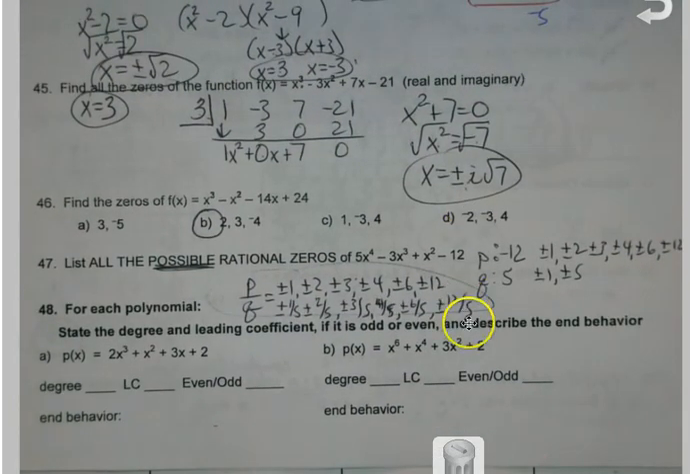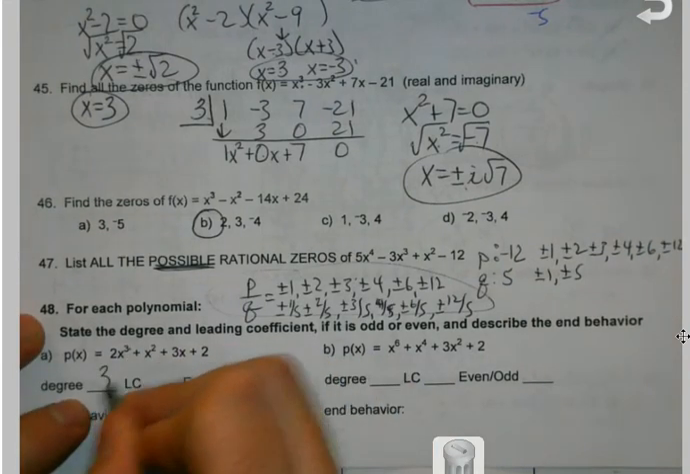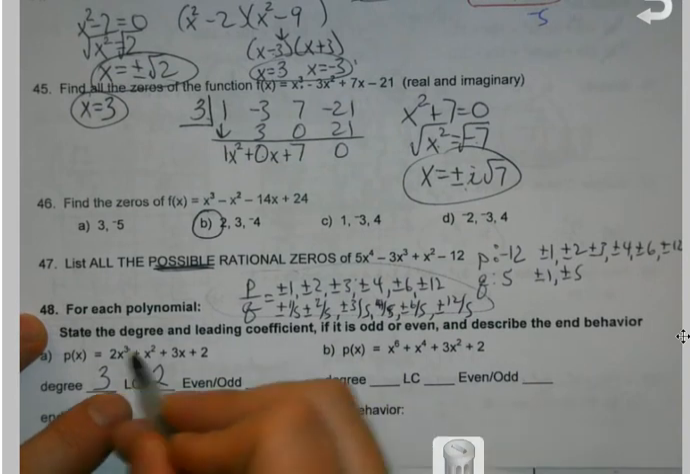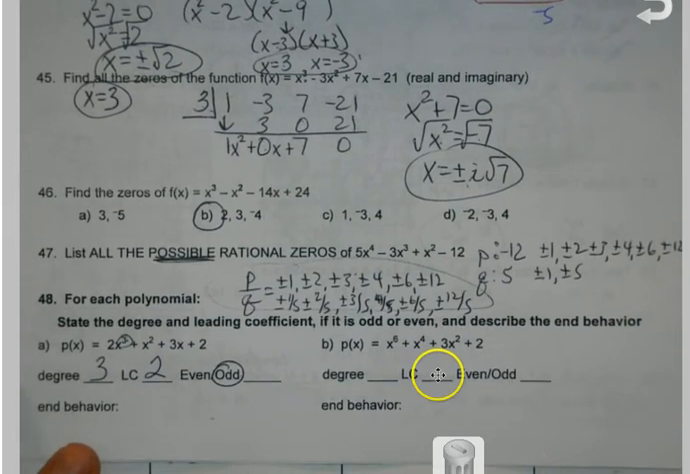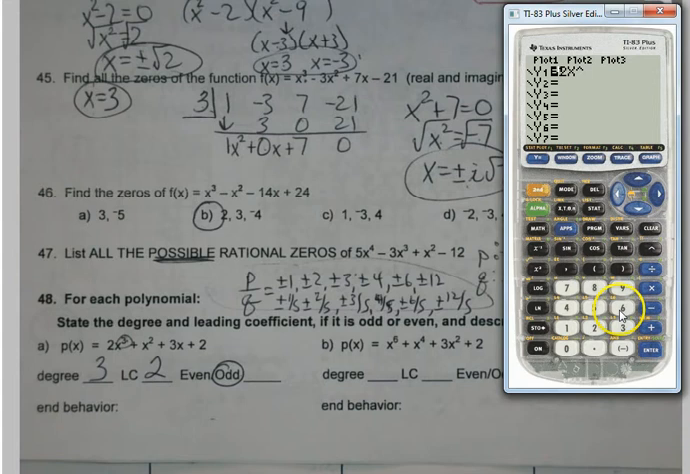For each of the polynomials, state the degree. Okay, 3. My lead coefficient, the coefficient in front of that, 2. Even or odd, looks pretty odd to me. And my end behavior. Now, there are ways of telling with change of sign and things like that what's going on here. But again, this is going to come back to the reality that we have technology. And when we have technology, we're going to take advantage of that fact to simplify things.